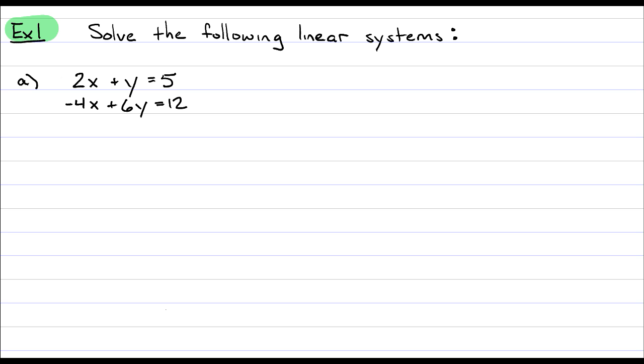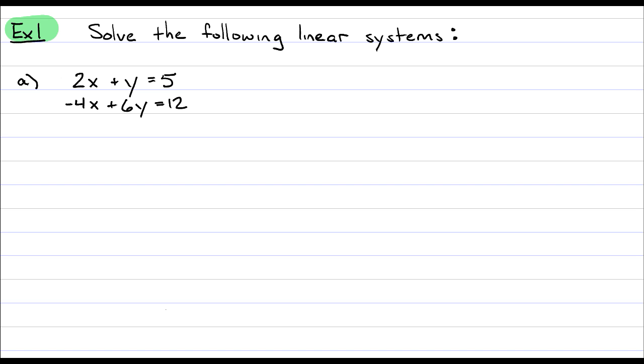So in this problem, I need to solve the system 2x plus y equals 5, minus 4x plus 6y equals 12. When I say that we need to solve this, what I mean is we need to find a pair of numbers, x and y, that satisfy both of these equations simultaneously. To solve this using elimination, I need to choose one of the equations and multiply it by a constant so that when I add the result to the other equation, one of the variables cancels out. That'll make more sense when you see it in action.